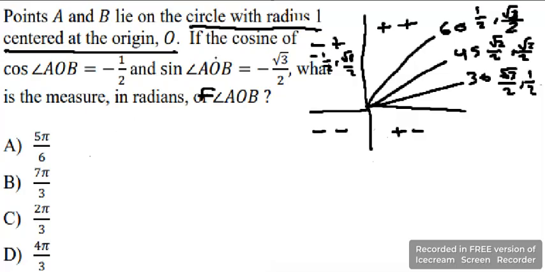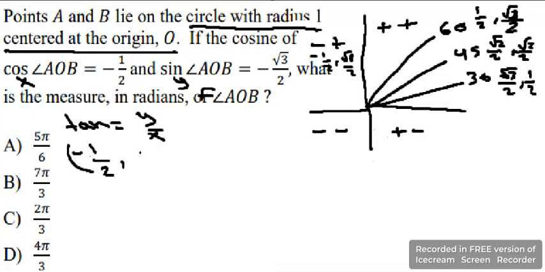So let's go and read the question again. If the cosine of AOB is -1 over 2 and sine AOB is negative radical 3 over 2, what is the measure in radians of AOB? If you don't already know, cosine is, in math language, x, and sine is y, and tangent, even though it's not required of us right now, is y over x, in case you don't know it. So basically, they're giving us an ordered pair in this question. You can just write -½, which is x, and negative radical 3 over 2.